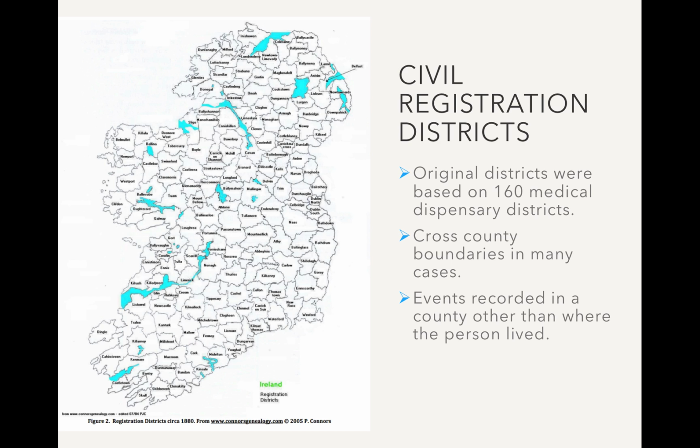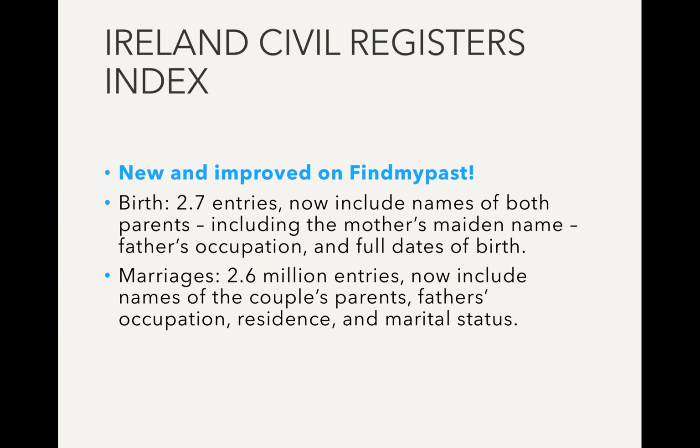So events recorded in a county were often recorded in a county other than where the person lived. So understand that as well, that just because they lived in one county, they could be recorded in another. And just because they lived in one civil registration district, they could be recorded in a neighboring district. So it's important to understand all of these border changes. And the reason I bring this up now is because of our third kind of primary resource that you need to look at, and that's the Ireland Civil Registers Index.